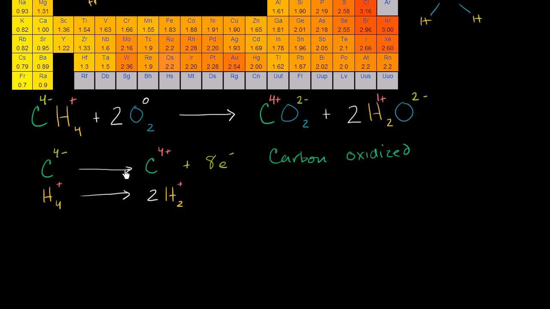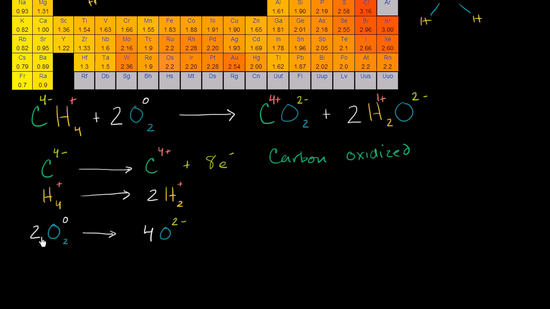Now let's think about the oxygens. On the left-hand side, you have 2 O2s, neutral oxidation number. And on the right-hand side, what do you have? You have 4 total oxygens. I'll combine these together and just write this as 4 total oxygens. And what's each of their oxidation numbers? Well, we see it's a -2.